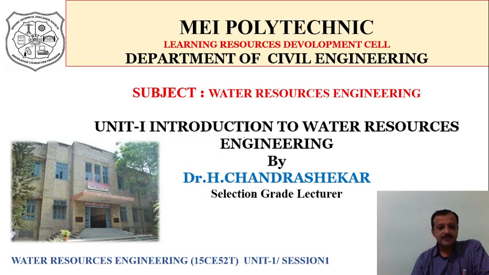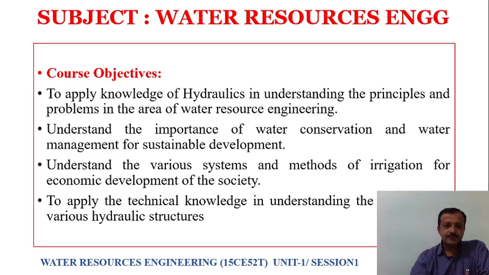There are 6 units. Unit 1 is on introduction to water resource engineering. In each unit we will be having different sections, and we are going to do the class unit by unit and section by section, right? So the first unit is on introduction to water resource engineering. Before starting this particular course, I am going to explain to you the various course objectives of this subject.